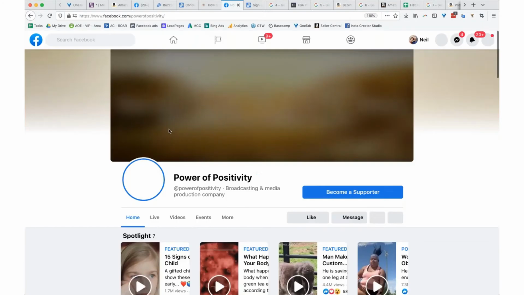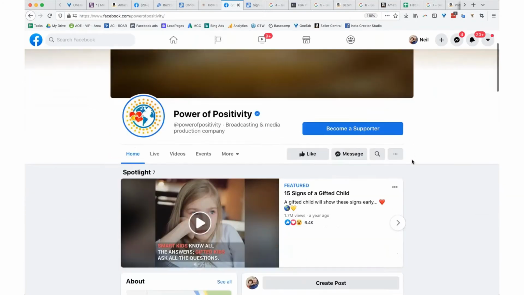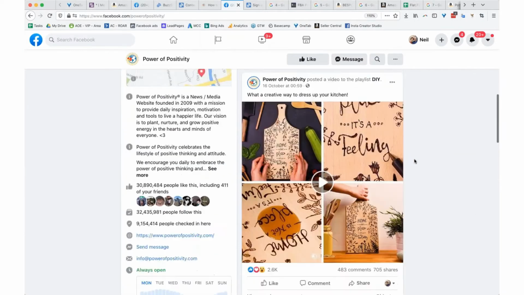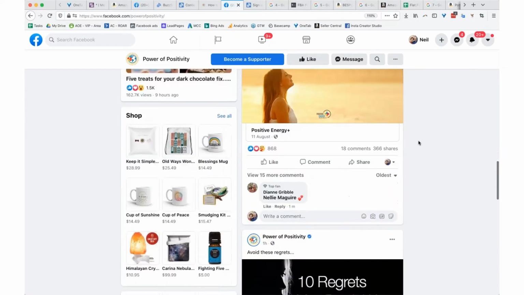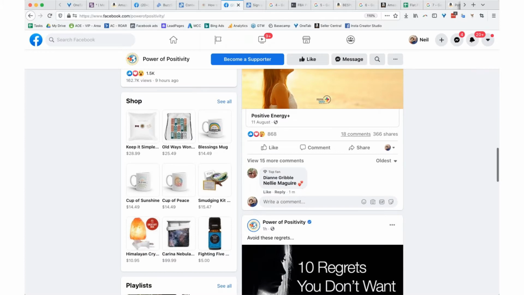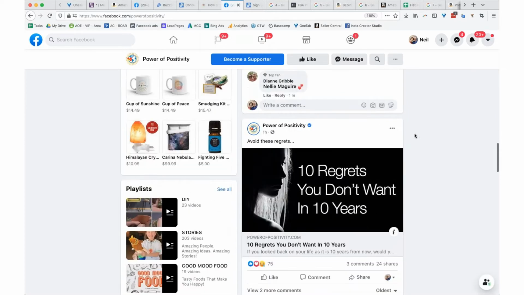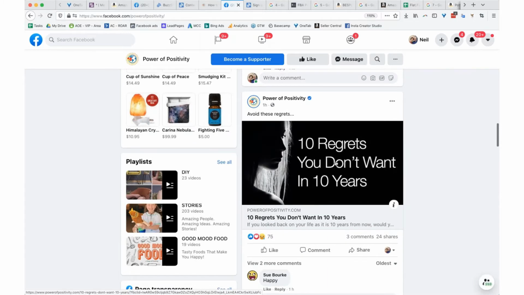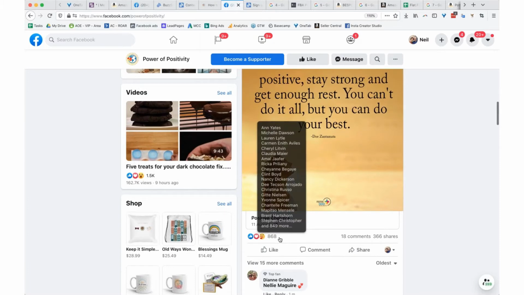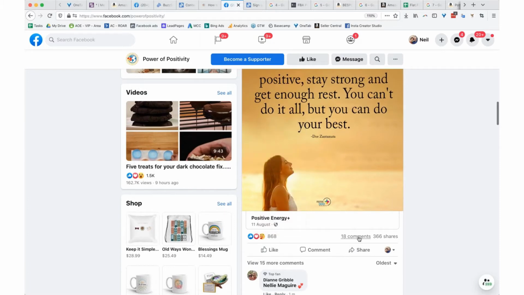I do this all the time. I'm looking at what they're doing, looking at how they structure their posts, looking at which posts of theirs get a lot of shares and a lot of interaction. So you'd think that 10 Regrets would get a lot of interaction, but it doesn't. Nothing like this one here, which got 868 likes and 368 shares.